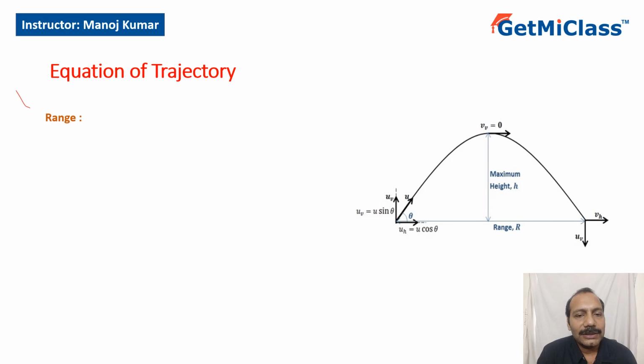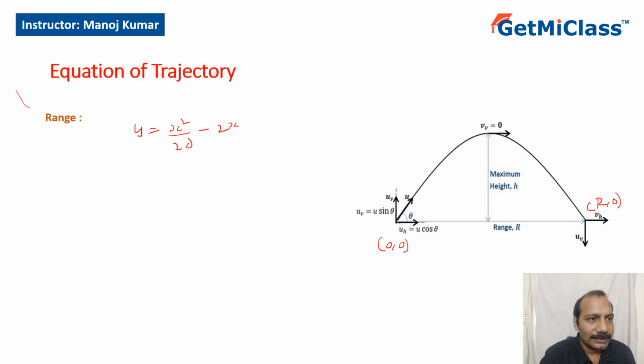Now, if an equation of trajectory is given, how do we find range from it? So let's say the equation of trajectory is given by something like y equal to x square by 20 minus 2x. If I take coordinates of the initial point as origin, then the final point can be written as R, 0. So if I put y equal to 0, the corresponding coordinates of x would give me the initial point and final point.